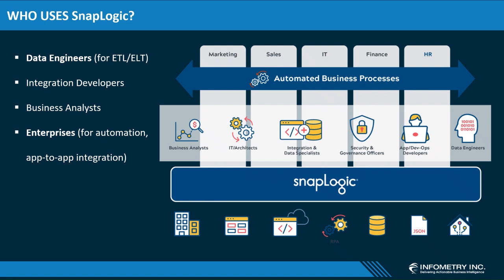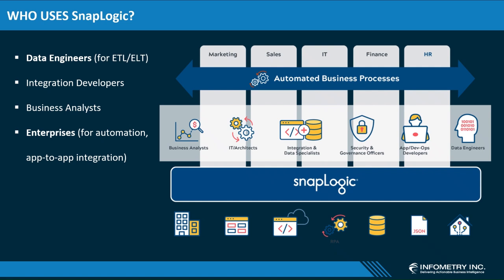Now let's talk about business analysts. Even though they are not hardcore developers, they still need access to data and automations. SnapLogic allows business analysts to create simple workflows, pull data from different sources, merge files, and automate repeated tasks. This empowers them to work independently without depending on IT for every small request.